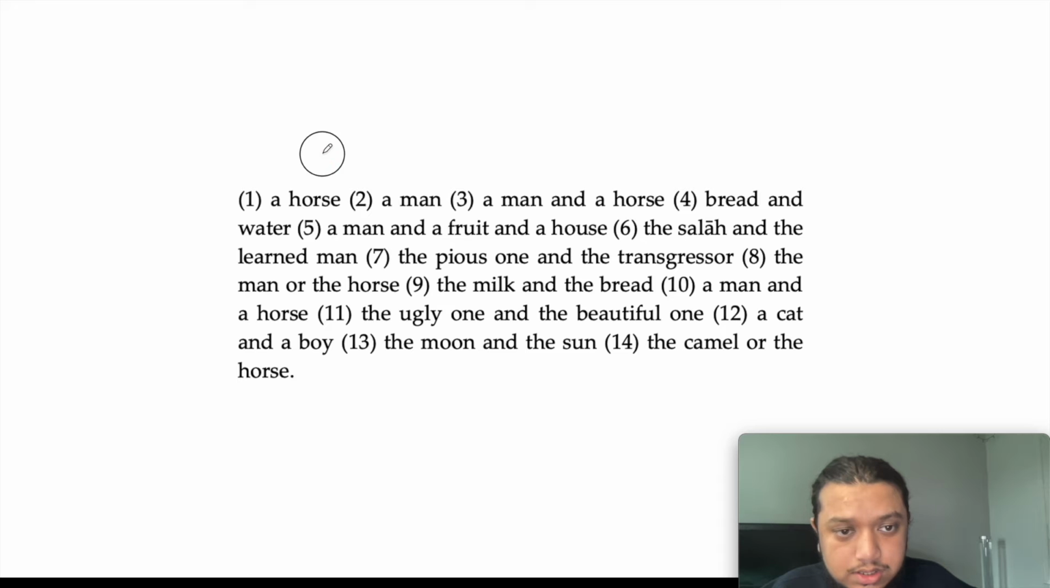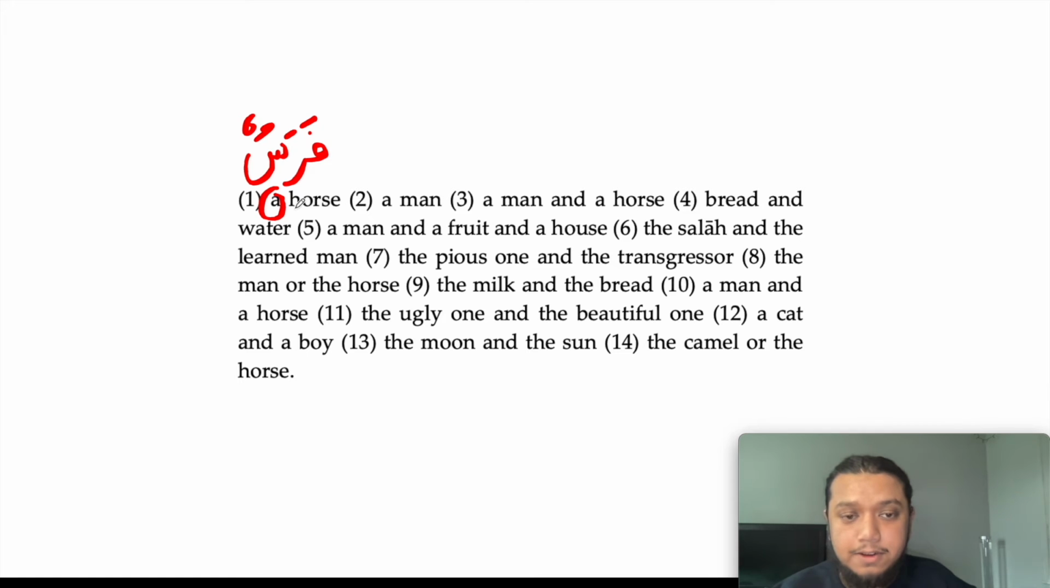So a horse is farasun. As you can see, it's a horse. It's indefinite and referring to one horse. Therefore, it's translated as farasun with the tanween. A man is rajulun. Once again, it is indefinite, therefore it has the tanween.